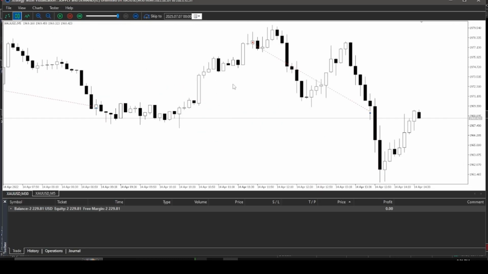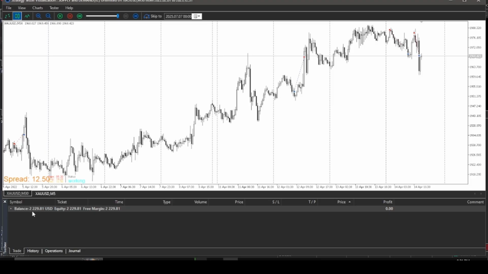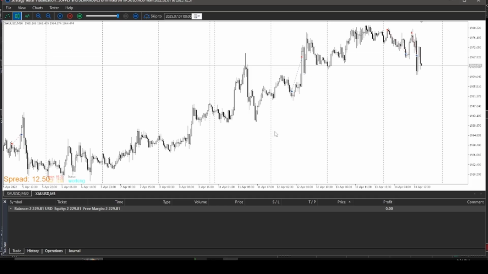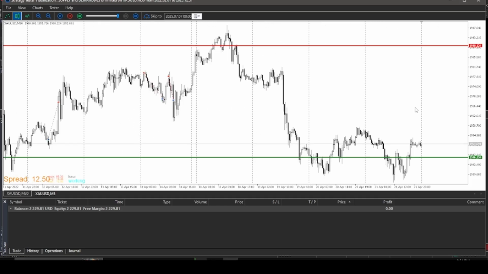Okay. And this is the second one. After this rejection candle here, we took the sell. So that's just it. So we made $1,219 in total in profits. You can see the equity curve here. So this shows that this is a profitable trading robot.